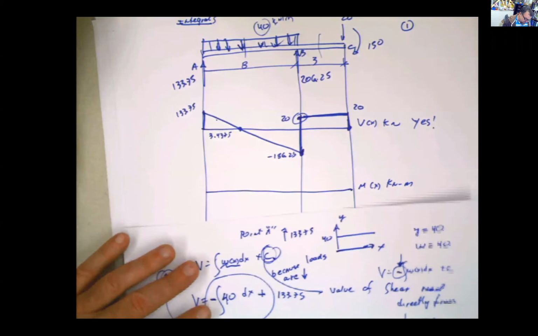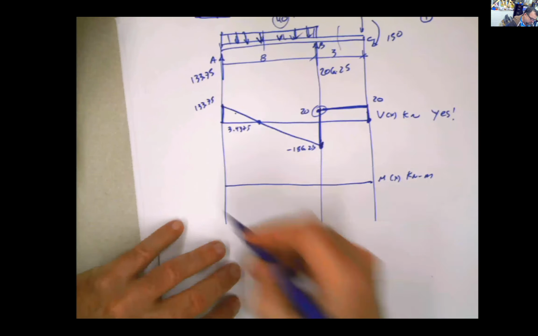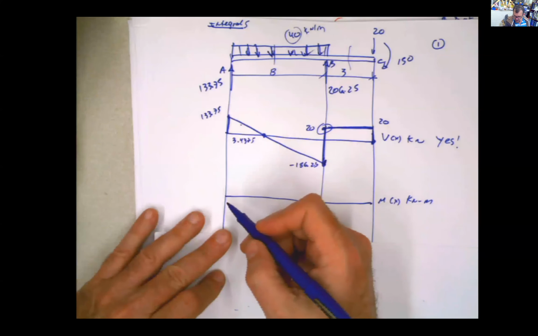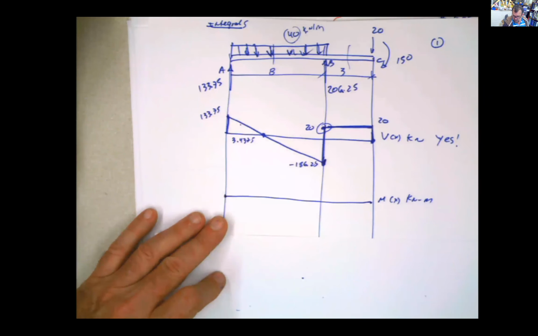So let's do the moment. If we do the moment here, we start in the same way. You start with the point A. Is there any concentrated moment at point A? No, there's no concentrated moment at point A. So we can continue from there.